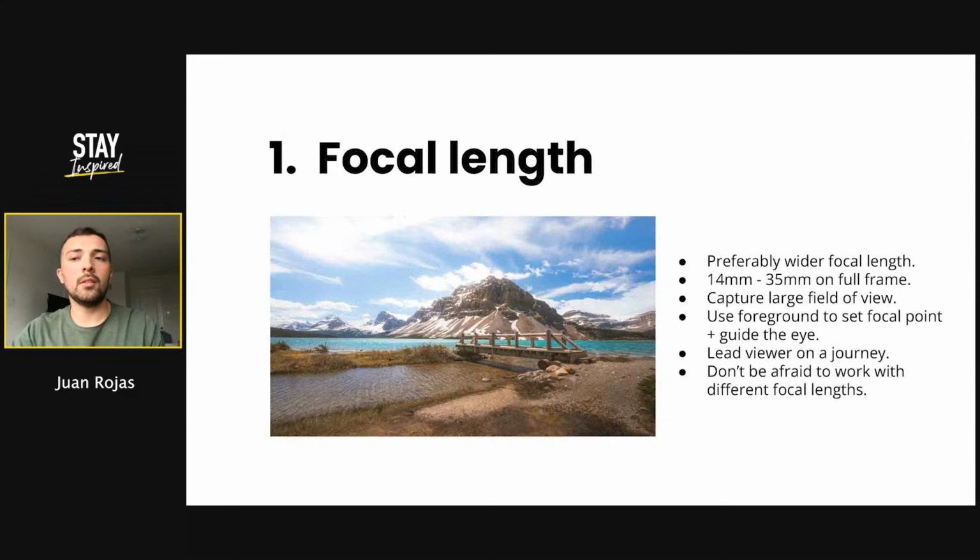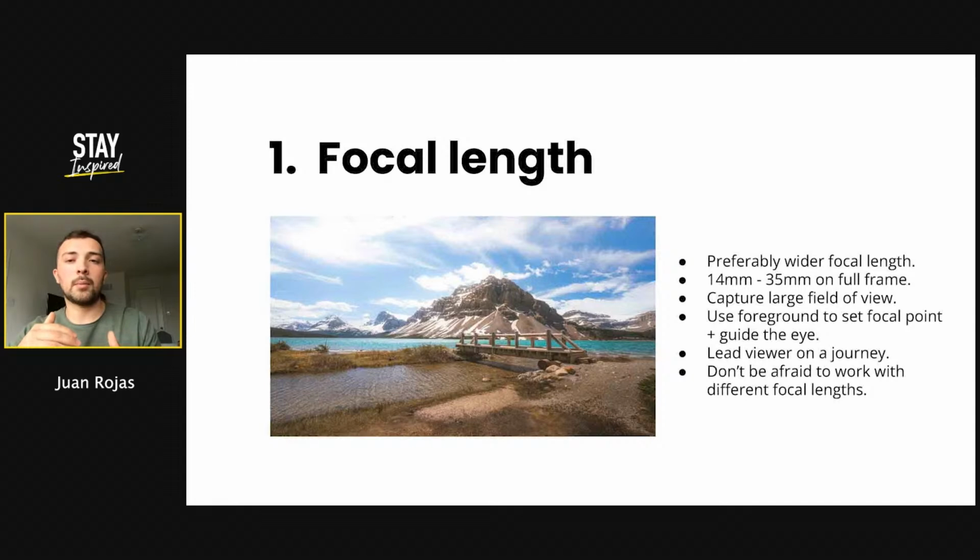Having this type of lens is great because it allows you to show your viewer what the entire scene looks like. Many times you have a beautiful foreground such as a lake, or you have the mountains in the background and even the sky. So a wide angle lens will allow you to capture all of this in a single shot. What's also great about wide angle lenses is that they allow you to create a lot of depth in your image because you're able to capture everything from the foreground to the midground to the background.